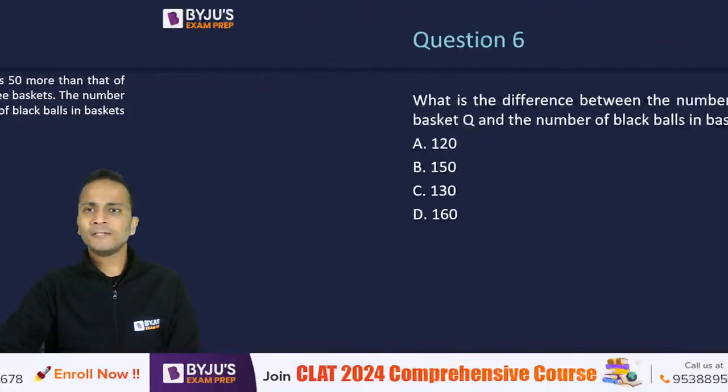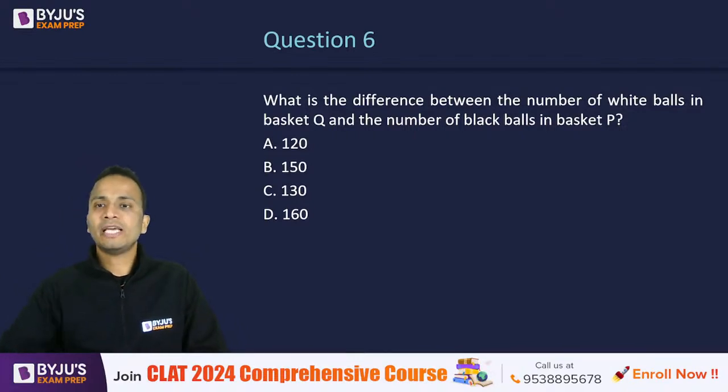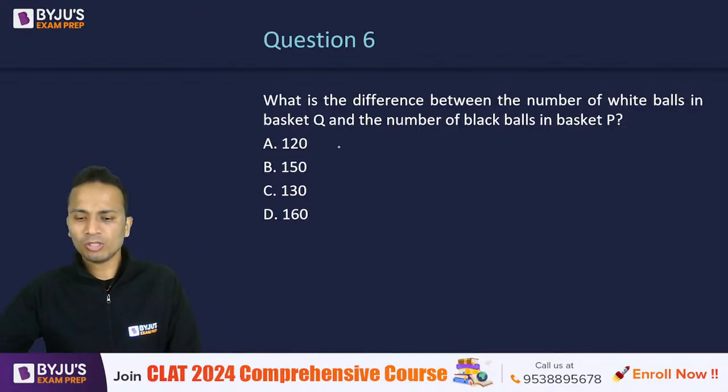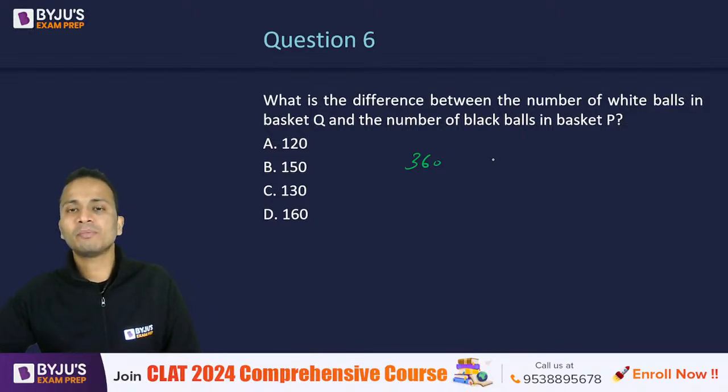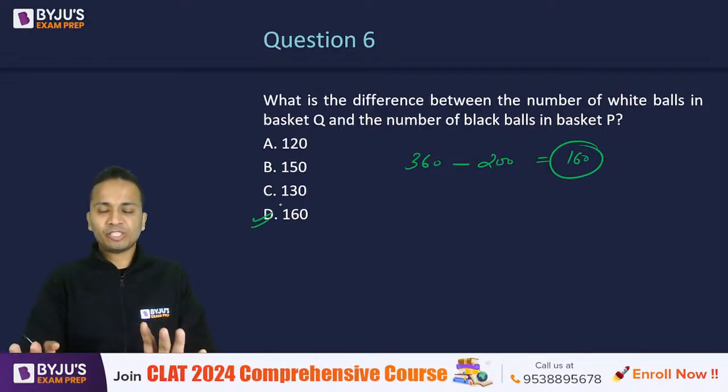So question number 1, what is the difference between the number of white balls in basket Q and the number of black balls in basket P? So number of white balls in basket Q was 360 and the number of black balls in basket P was 200. The difference between them is 160. All the values are in front of you. I've just taken a picture of this.